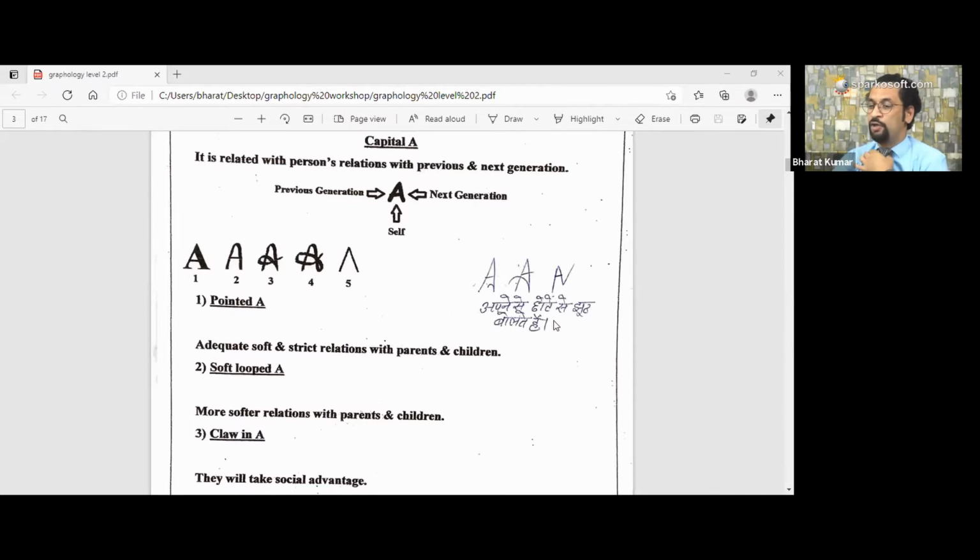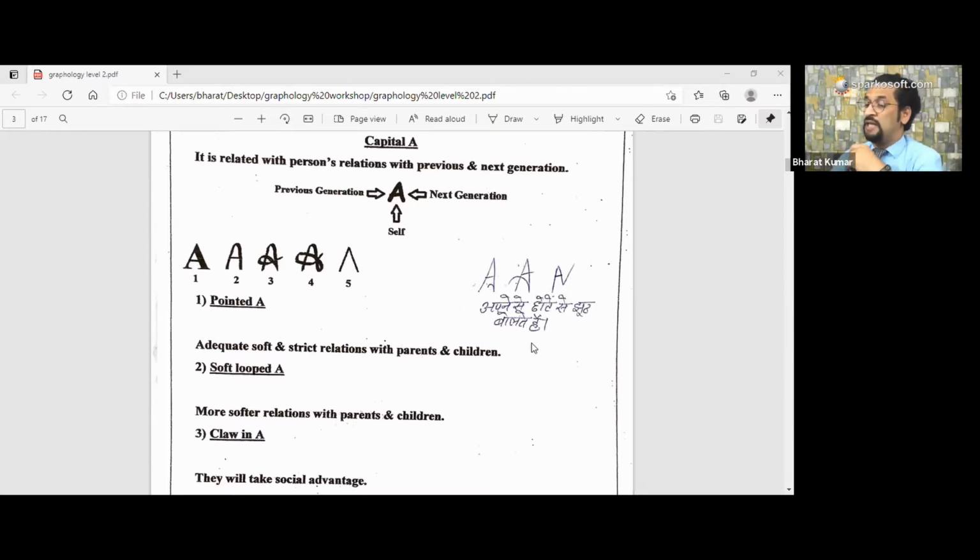Now I gave you three versions of this pointed A on the side using blue pen. Check. So this A is having a hook on the right hand side, or a little bit more hook, or there is an upward hook on the right hand side.